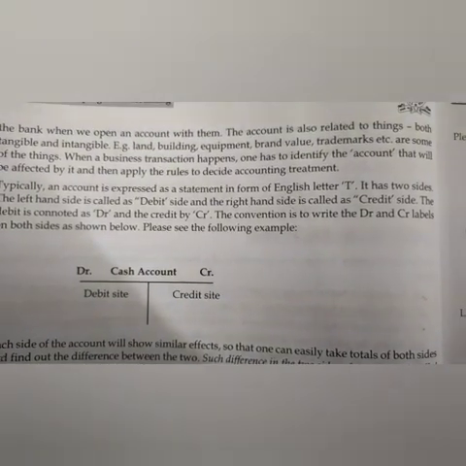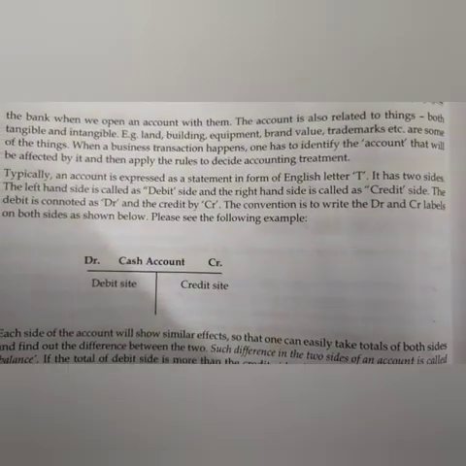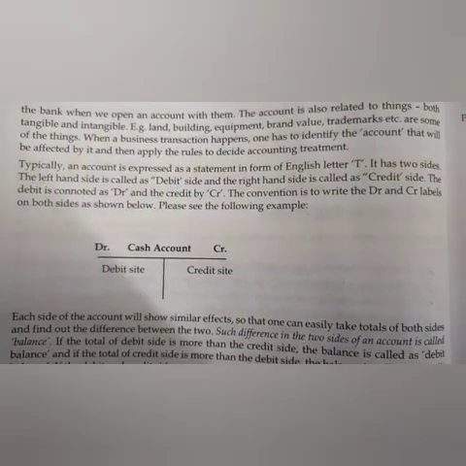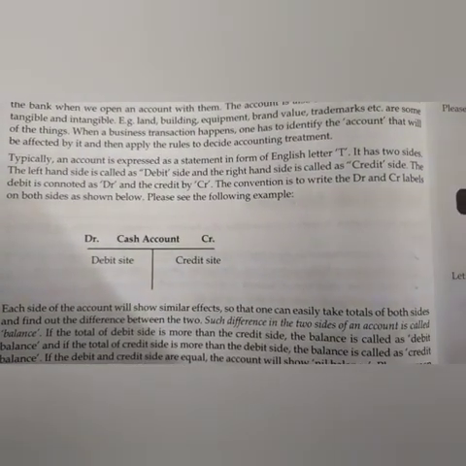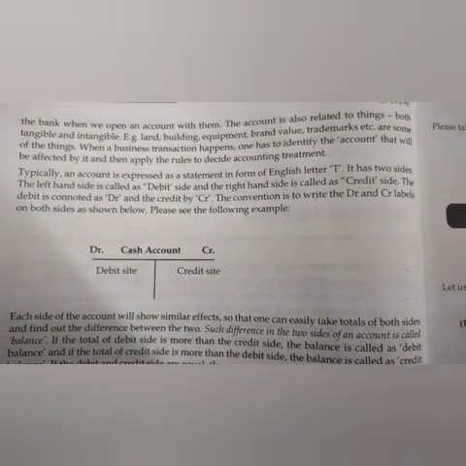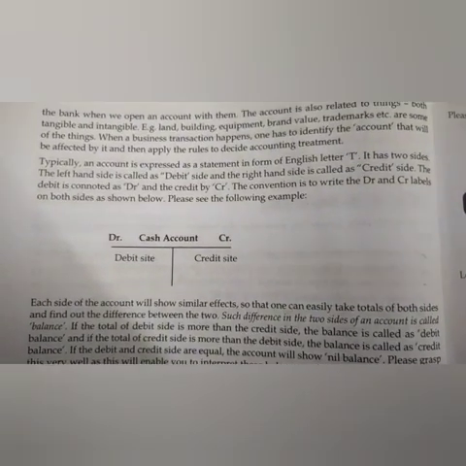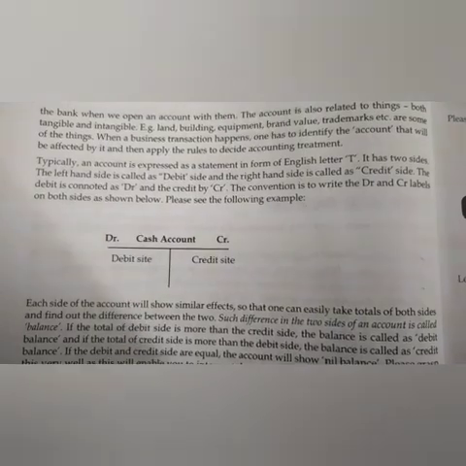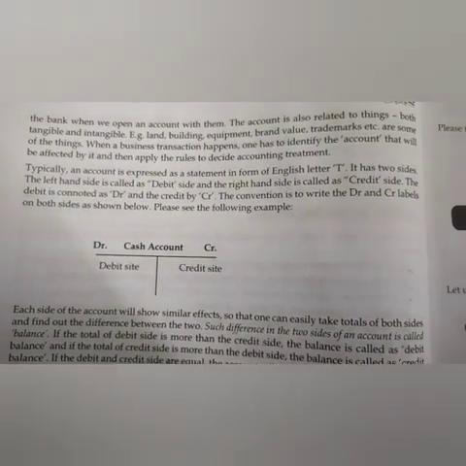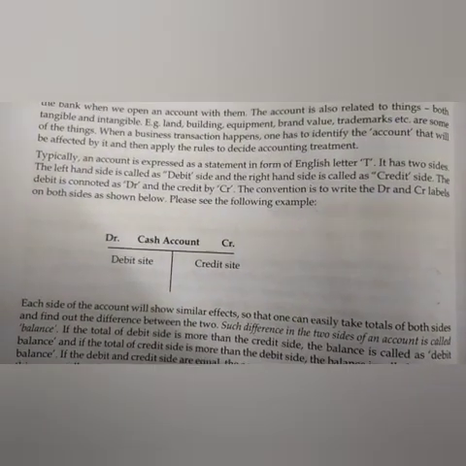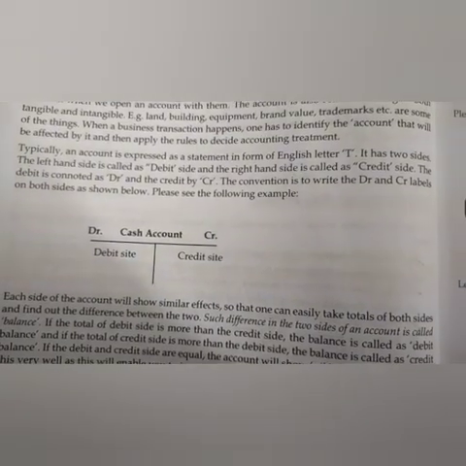The account is also related to things, both tangible and intangible. Example: land, building, equipment, brand value, trademarks, etc. are some of the things. When a business transaction happens, one has to identify the accounts that will be affected by it and then apply the rules to decide the accounting treatment.